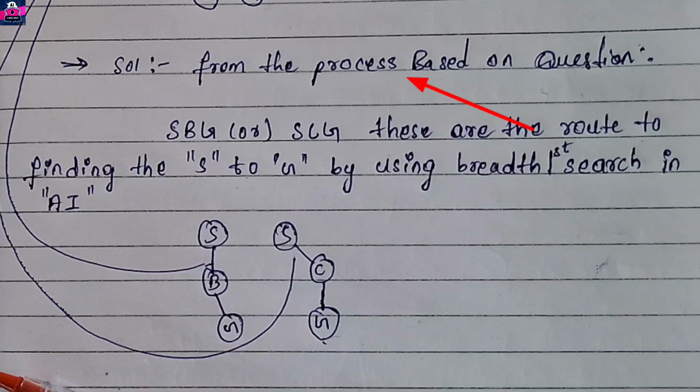The solution from the process based on the given question: SBG or SCG from step 4, S passing to G. These are the routes for finding S to G by using breadth first search in AI.